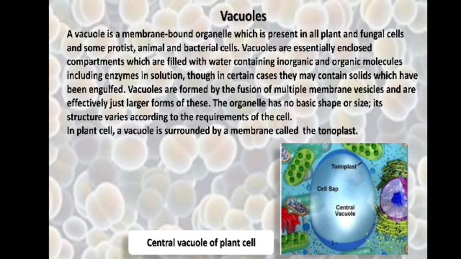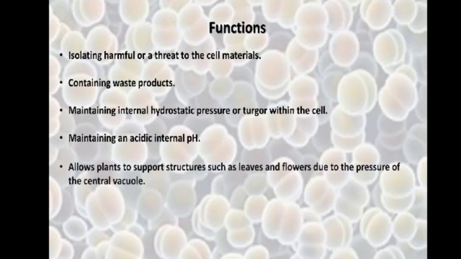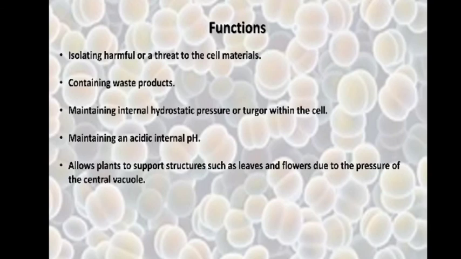Now, what are the functions of vacuole? In general, vacuoles are isolating materials that might be harmful or a threat to the cell. They contain waste products, contain water in plant cells, maintain the internal hydrostatic pressure or turgor in the cell, maintain the acidic internal pH, and export unwanted substances from the cells.